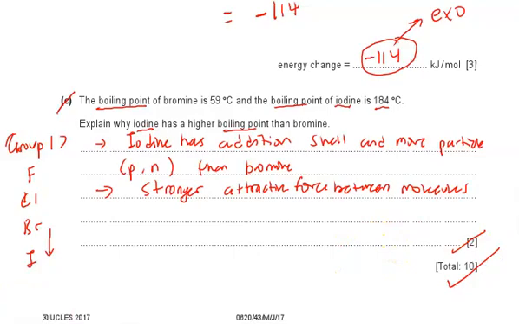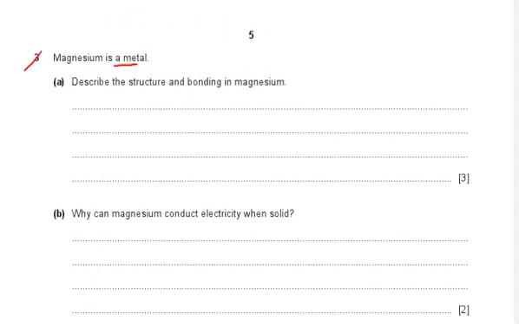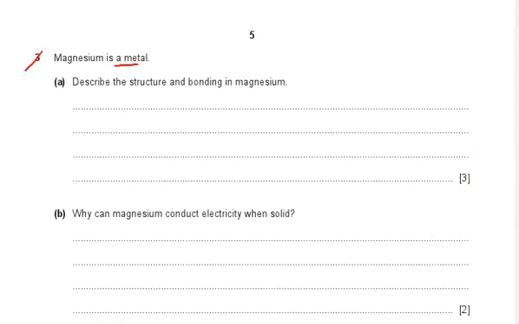Now let us move to the next question. Here, number 3. Magnesium is a metal. A. Describe the structure and bonding in magnesium. Here they are asking only about magnesium, so it is definitely metallic bonding. Let me scroll a little bit higher to explain what metallic bonding is.